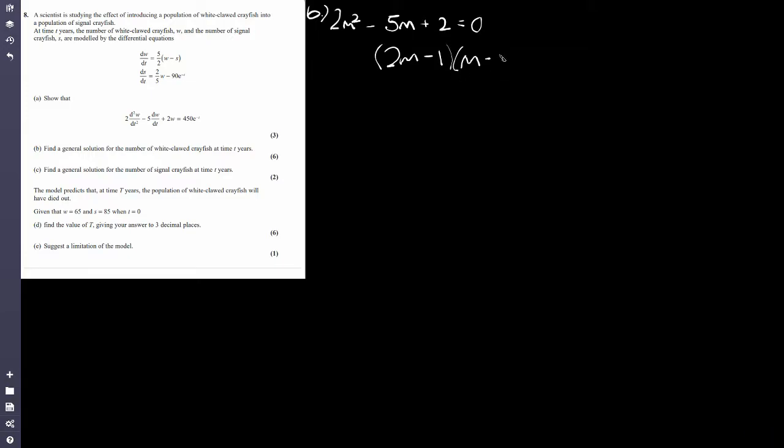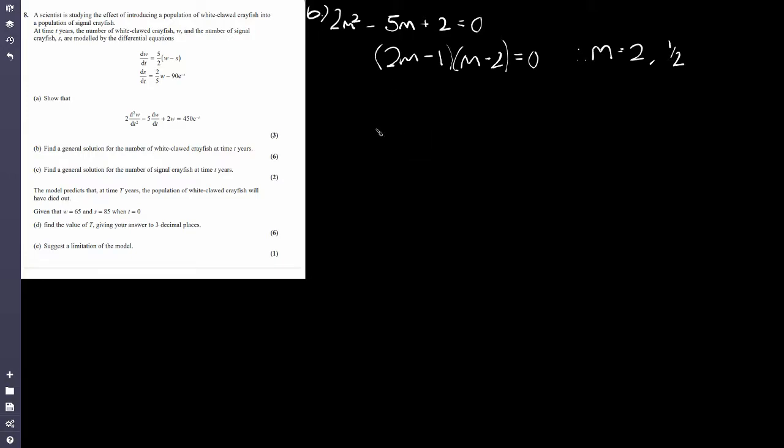M minus 2, and this is still equal to 0. So now we can solve this and get our values for m. Therefore, m will be equal to 2 and a half. So now we need to get our complementary function and our particular integral.